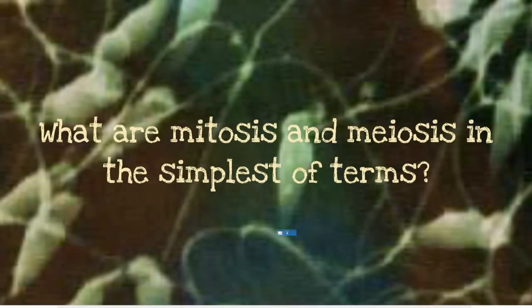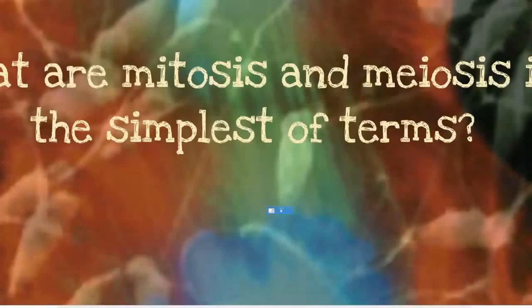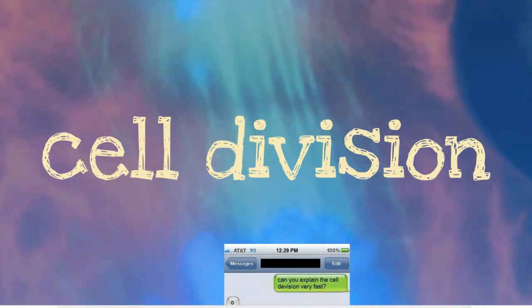We are now going to start looking at mitosis and meiosis individually. But first, what are mitosis and meiosis in the simplest of terms? They are cell division. While the products are different, they both essentially are just cell division.